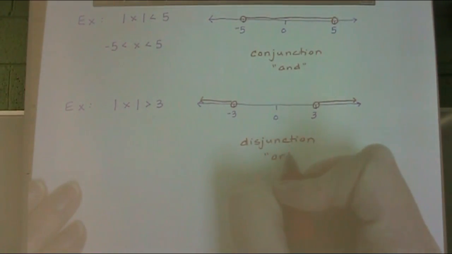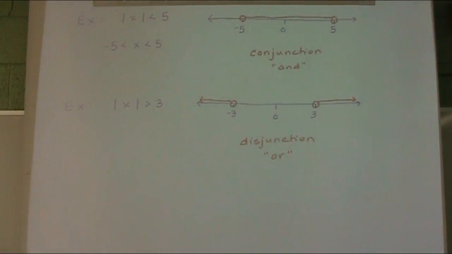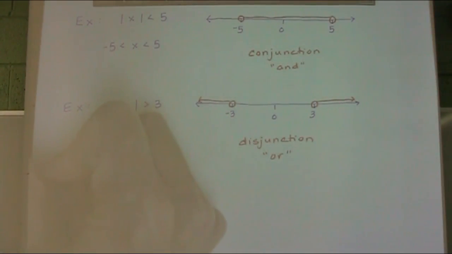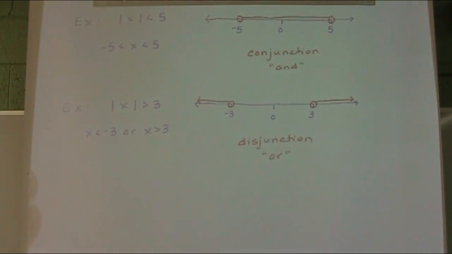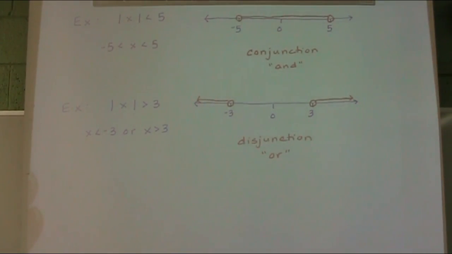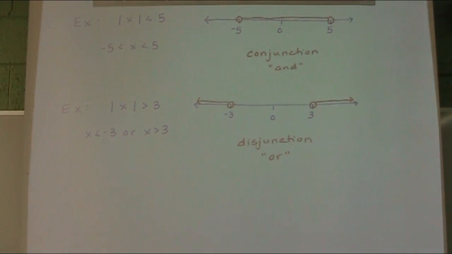This is an or, combined inequality. And remember, when we write this, we have to use the word or. So we're going to say x is less than -3, or x is greater than 3. And that's our solution. And this sets up for us something very important. It sets up how these are all going to work, no matter what's inside the absolute value.